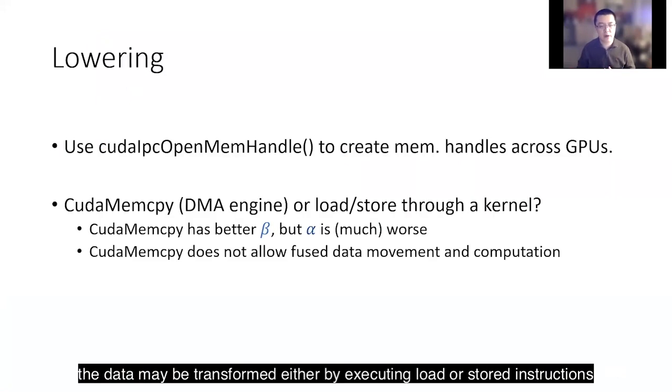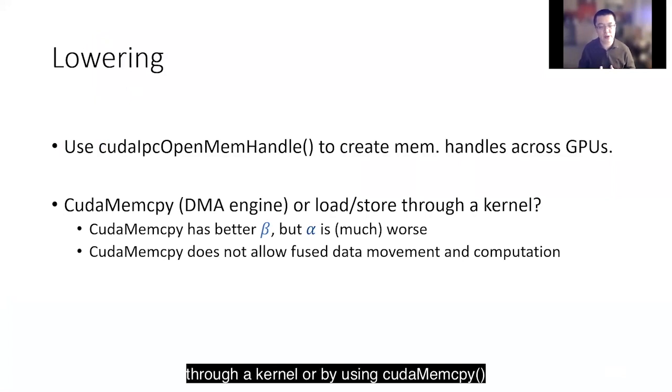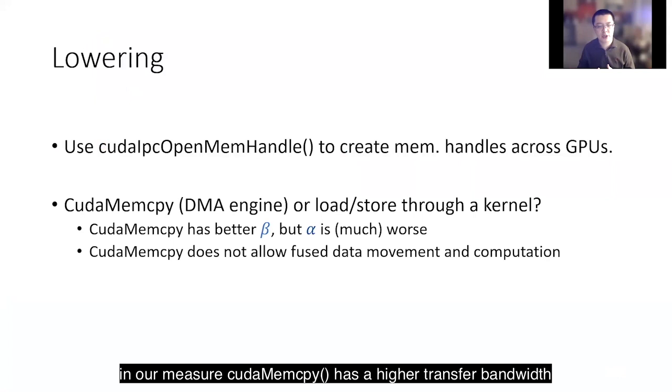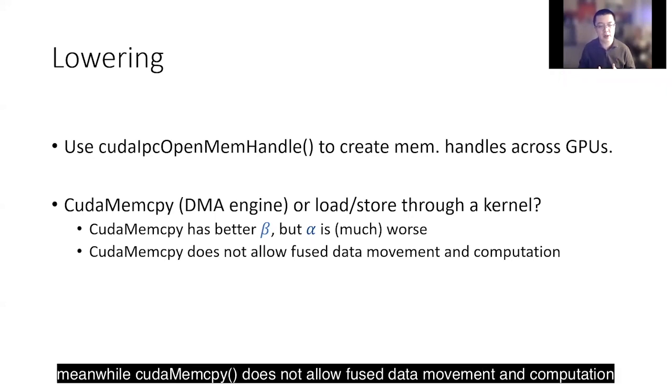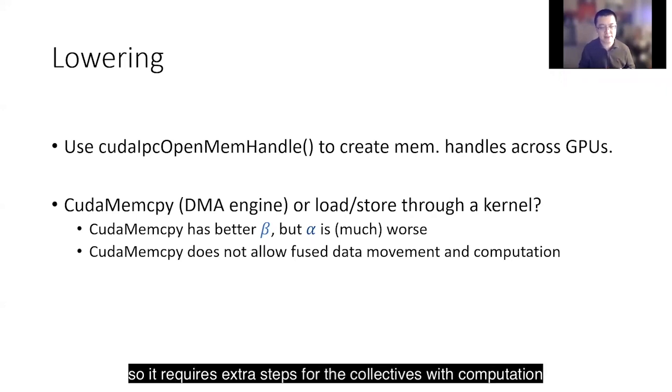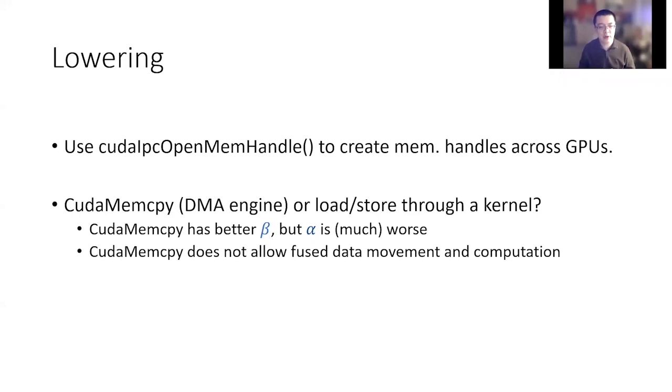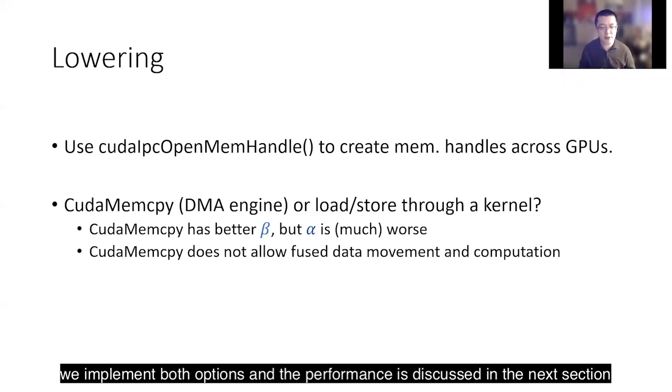The data may be transferred either by executing load or store instructions through a kernel or by using CUDA memcopy. In our measure, CUDA memcopy has a higher transfer bandwidth, leading to a lower beta cost, but the alpha cost is much worse than load or store through a kernel. Meanwhile, CUDA memcopy does not allow fused data movement and computation, so it requires extra steps for the collectives with computation, for example, all reduce. We implement both options, and the performance is discussed in the next section.